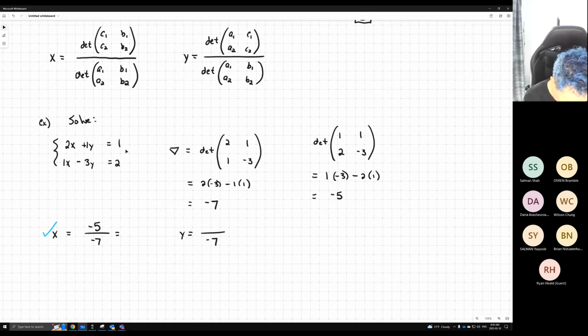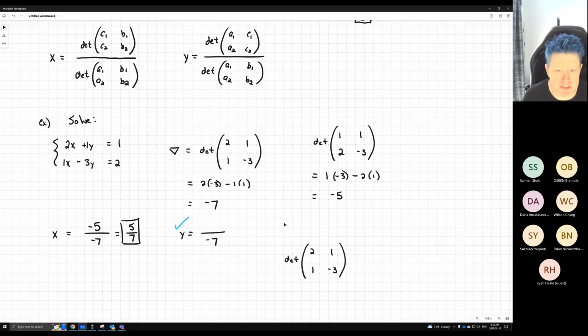So my x value for my solution is 5 over 7. Now, next I have to find my y value. So let's come over here to the y value. To find my y value, again, I'm just going to use del as my starting point. So I'm going to copy it again. Let's copy it down here. There's del.